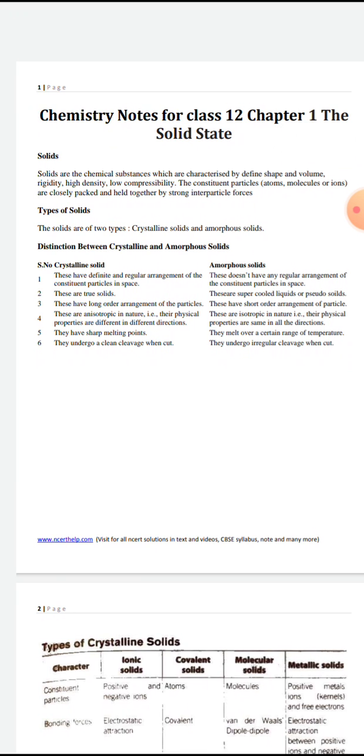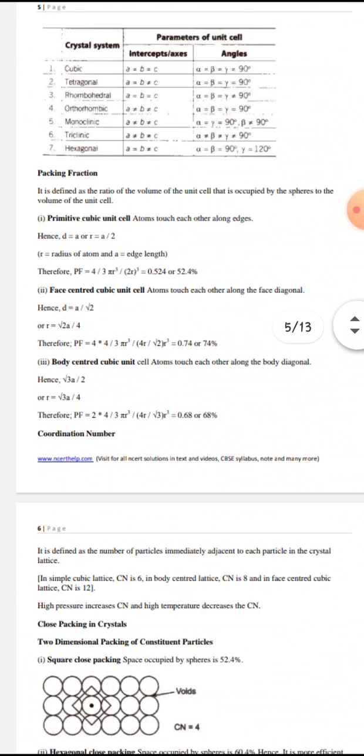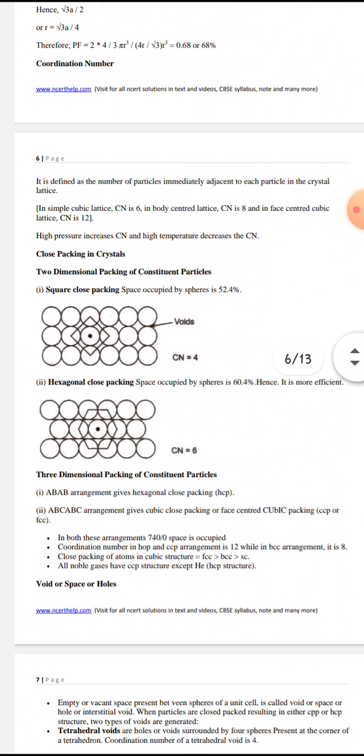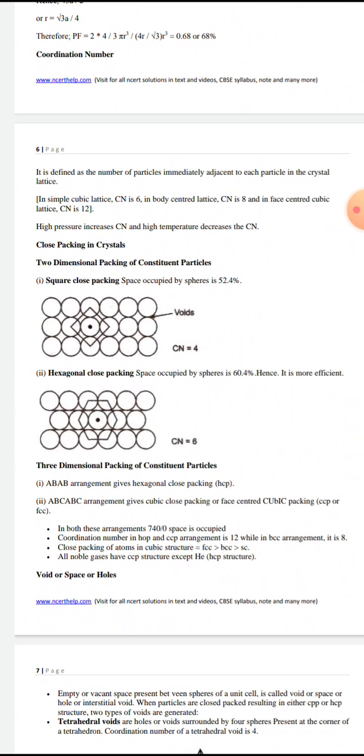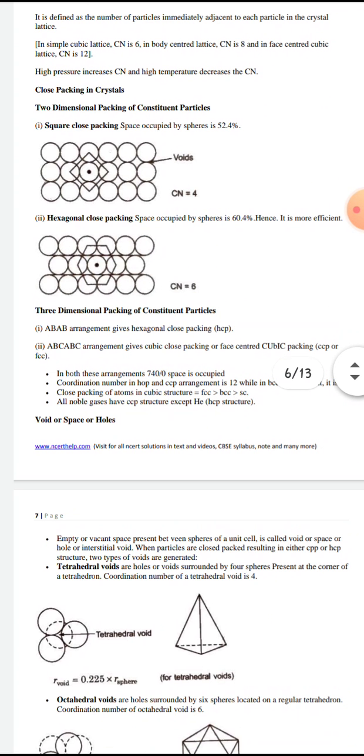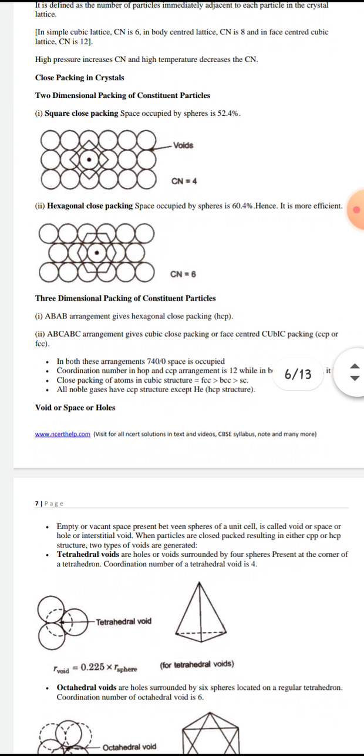Last time I explained up to the coordination number in three-dimensional packing of constituent particles. An ABAB arrangement gives hexagonal close packing. It is like a hexagon. And an ABCABC arrangement gives cubic close packing, or face-centered cubic packing. It is like a cube.